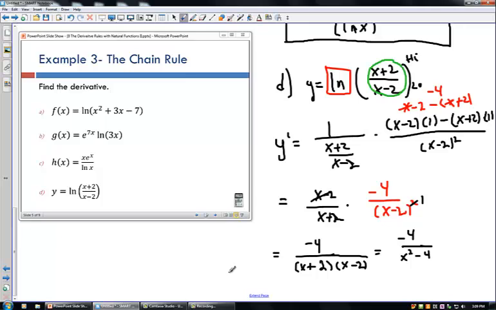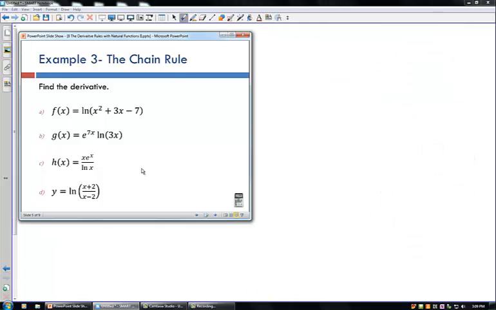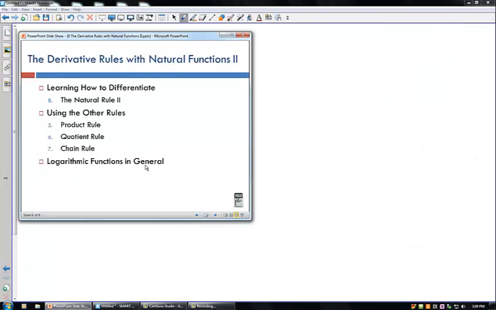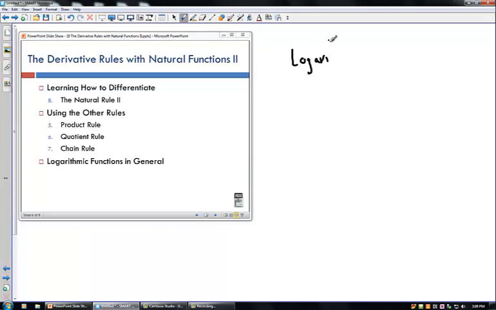Okay, the last example we want to take a look at involves logarithmic functions in general. So what do we do with logarithmic functions in general? So let's first make sure we understand, what is a logarithmic function in general. So we have this idea of a logarithmic function.